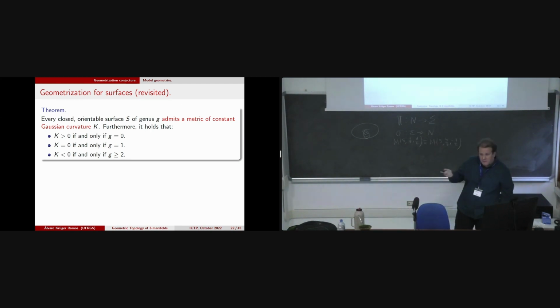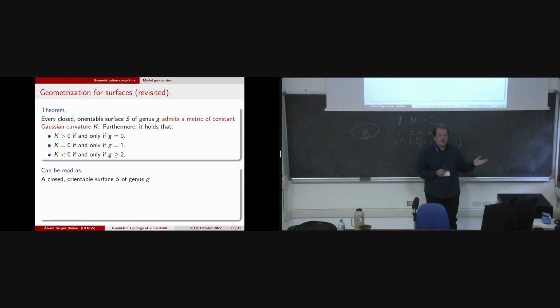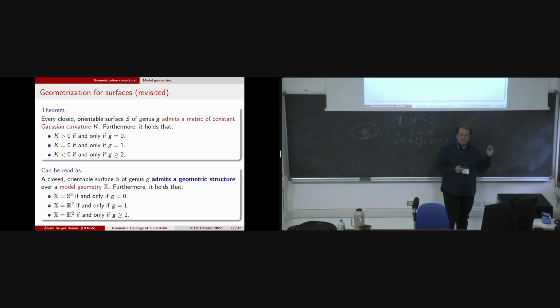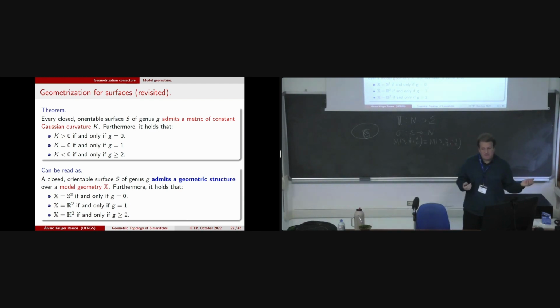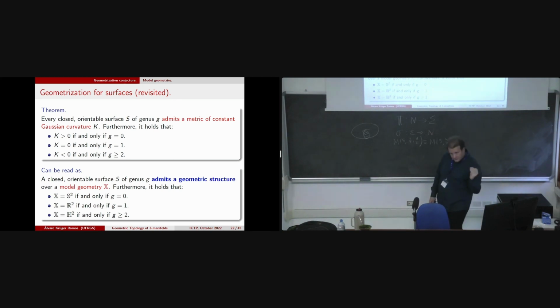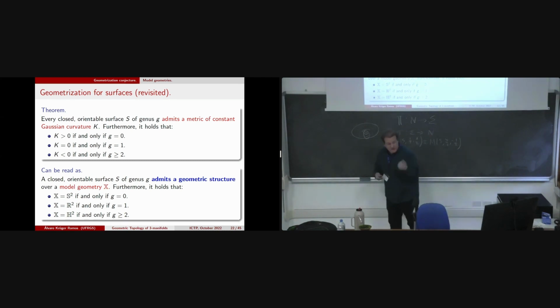They are equivalent. So this theorem can be read as: a closed orientable surface of genus g admits a geometric structure over a model geometry X, and we know who the model geometry is. The model geometry is S2 if the genus is 0, R2 if and only if the genus is 1, and H2 if and only if the genus is higher than 1, so bigger than or equal to 2. So this is the geometrization for surfaces from a new point of view, using geometric structures and model geometries.